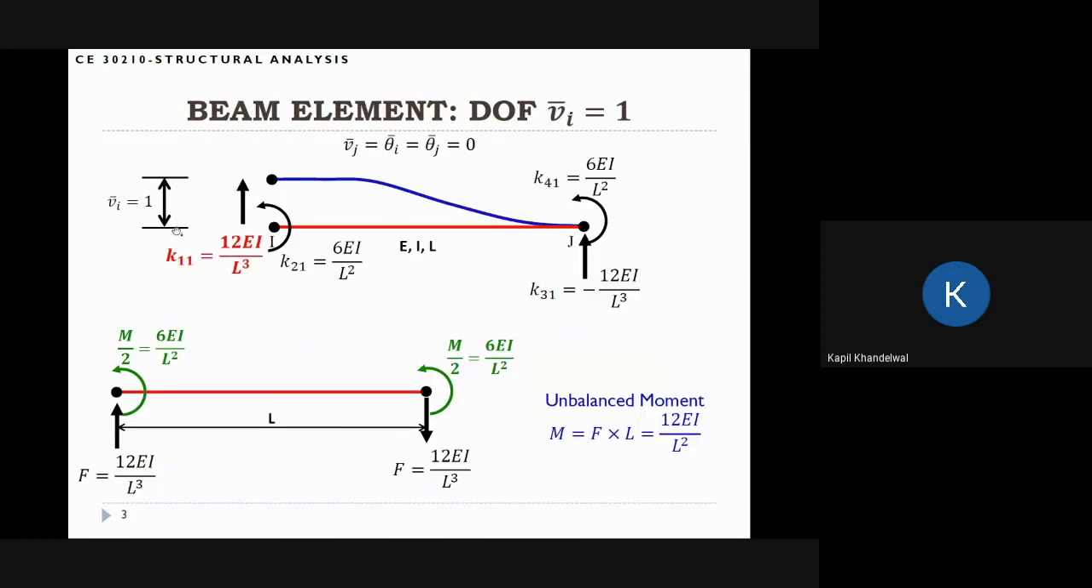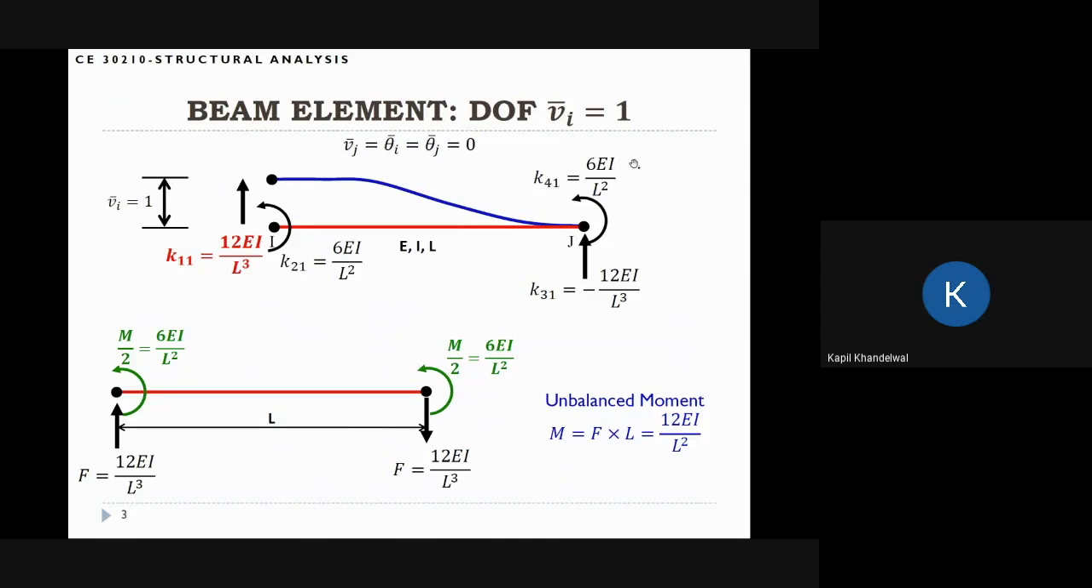Because we are looking at the stiffness coefficient, we are going to displace the vi degree of freedom by 1 unit and find the other forces. By definition, the force in the first degree of freedom is k11, the force in the first degree of freedom due to unit displacement in the first degree of freedom. The moment here is k21, the moment at the second degree of freedom due to unit displacement at the first degree of freedom. Similarly, we have k31 and k41.